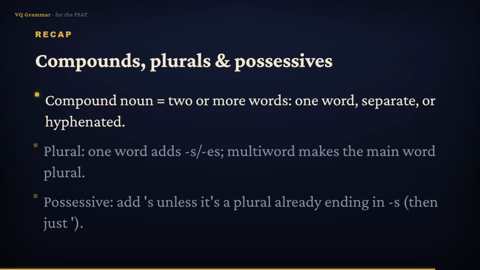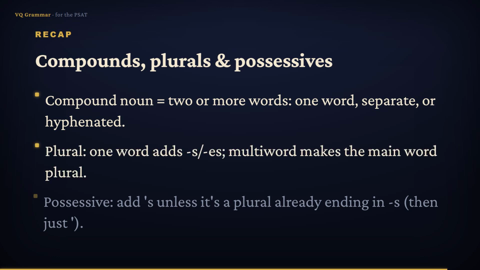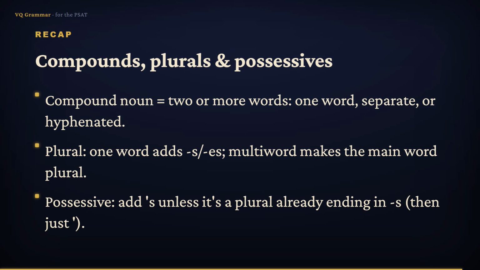Let's wrap up. A compound noun is a single noun made of 2 or more words, written as one word, as separate words, or with hyphens. To make it plural, add S or ES if it's one word, but make the main word plural if it's separate or hyphenated. For possessives, add an apostrophe and S to singulars and to plurals without S, and add only an apostrophe to plurals that already end in S. Look at how the word is written, and the rule falls into place.